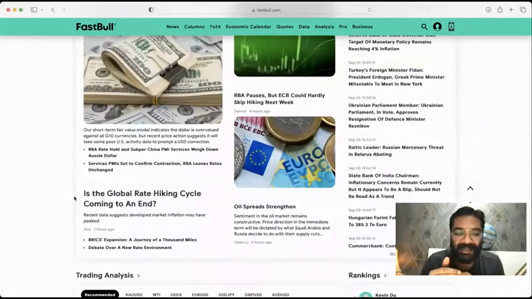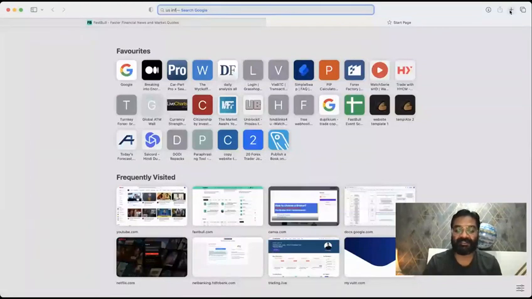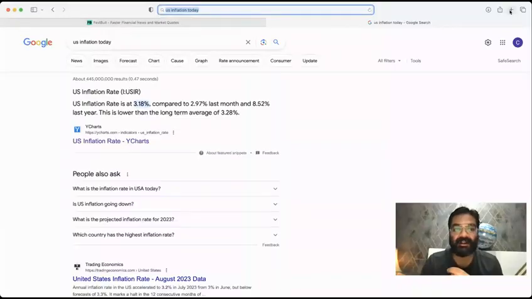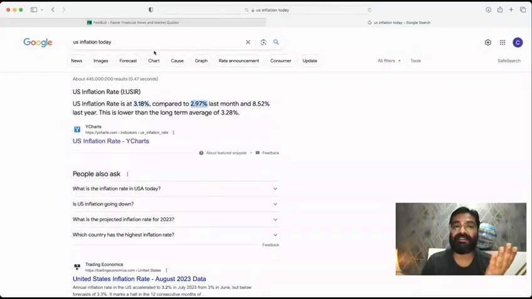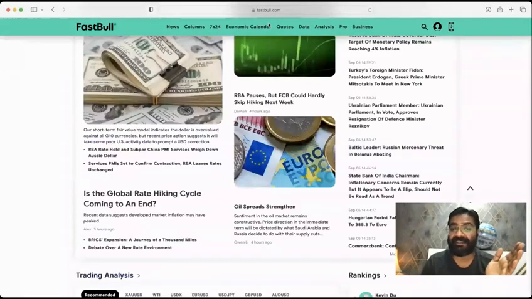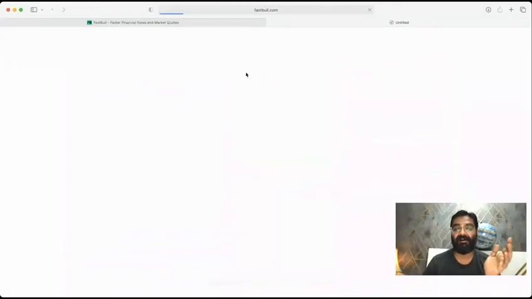Is the coming global rate hiking cycle coming to an end? No. Before even reading the news, I'm telling you the global rate hiking cycle is not coming to an end yet. Inflation is still at its peak. What is today's inflation? Let's check. US inflation today. Today it's around 3.18. Last month it was 2.97. 3.18, man. Come on. They have increased. So they will be increasing the interest rates again. Inflation is increasing. Reports are not coming back good.